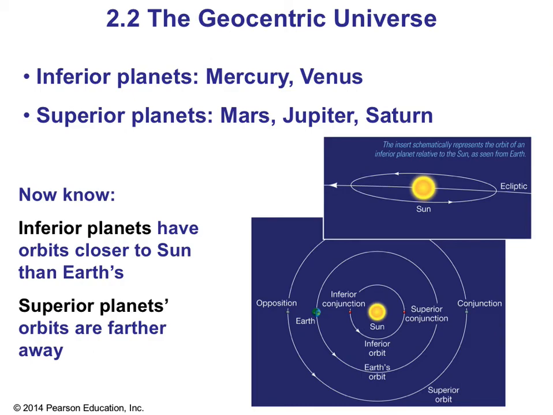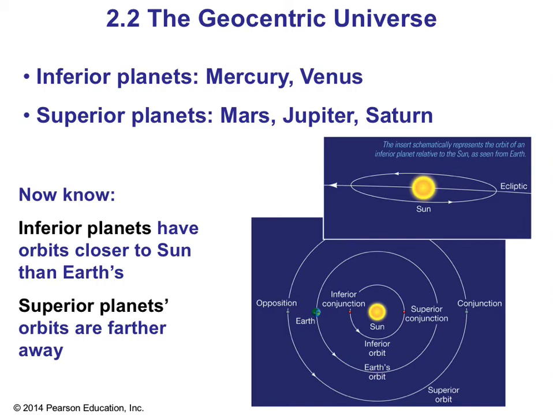So we know that in here we have distinguished the difference between inferior and superior planets. And the idea was that the inferior planets were Mercury and Venus, and then the superior planets were Mars, Jupiter, and Saturn. Those were the 5 planets that were visible with the naked eye.